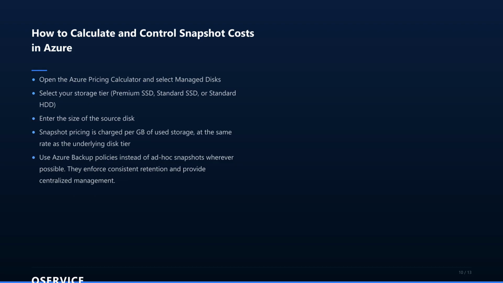Audit orphan snapshots quarterly. Run filtered by creation date to find snapshots older than 90 days. Review and delete those no longer tied to active workloads. Consider storage tiering for infrequently accessed snapshot data. Moving older snapshots to cool or archive tier reduces costs by 50 to 80%.